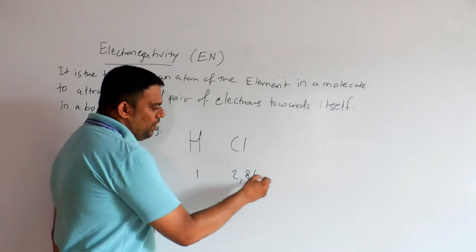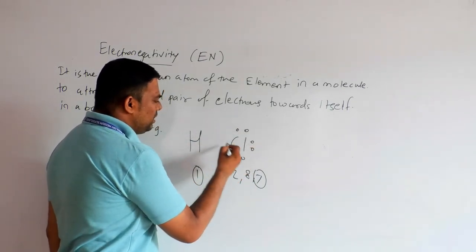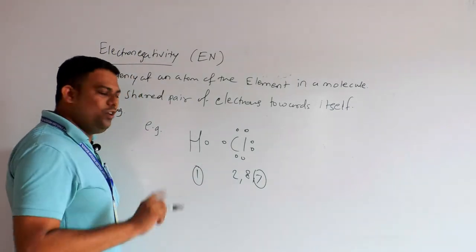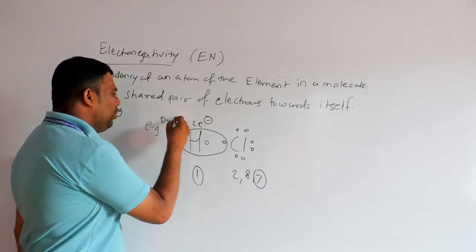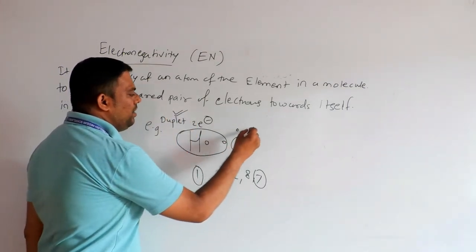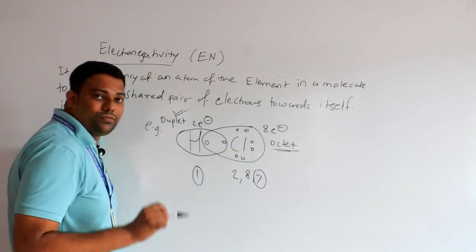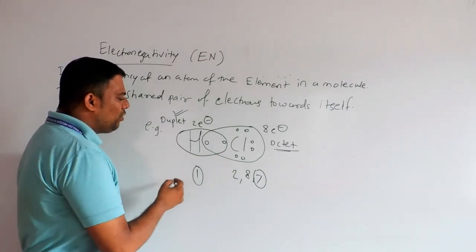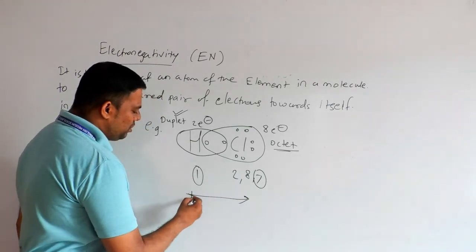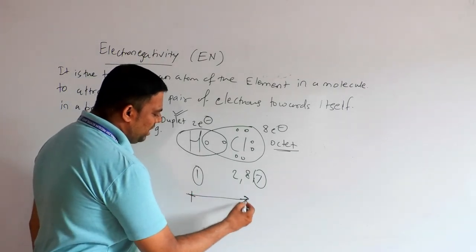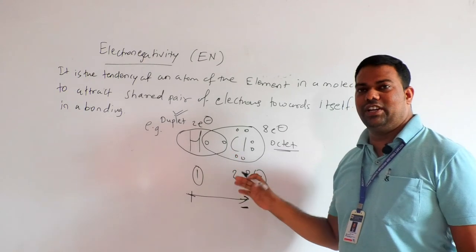So hydrogen has 1. Whenever we draw the structure, we use valence electrons. So see here, 1, 2, 3, 4, 5, 6, and this 7, and this one is of hydrogen. Hydrogen is trying to complete its duplet, which means 2 electrons, and chlorine is completing its octet like this. Among these, the more electronegative one is chlorine. So from positive H to negative Cl, chlorine attracts the shared pair of electrons towards itself in the bond.